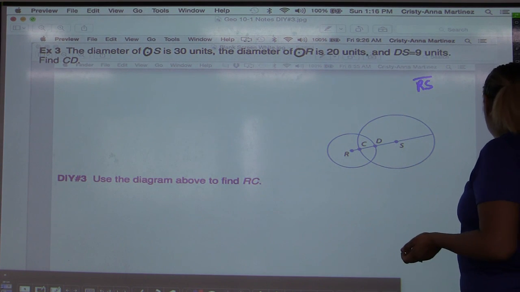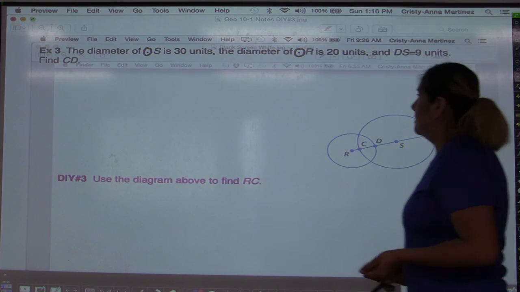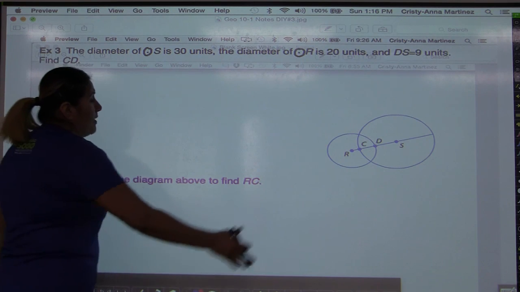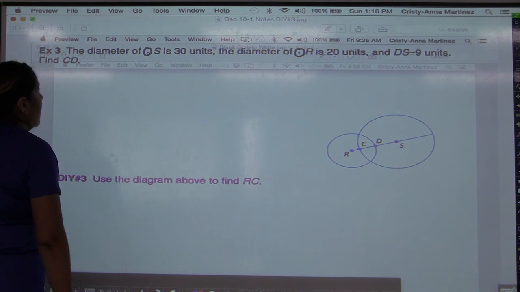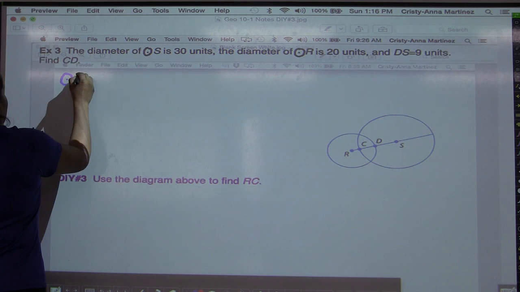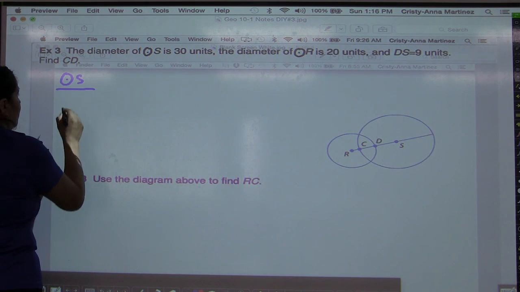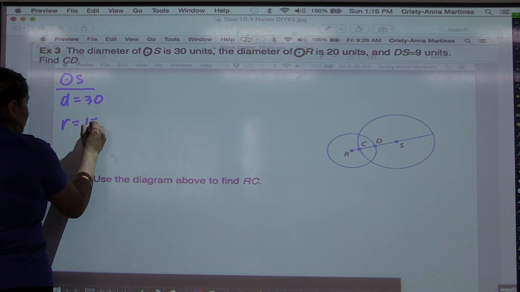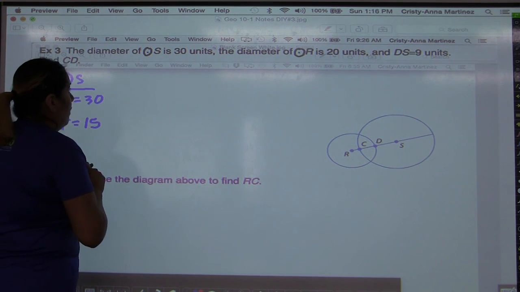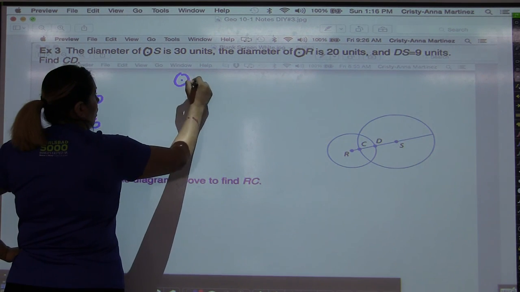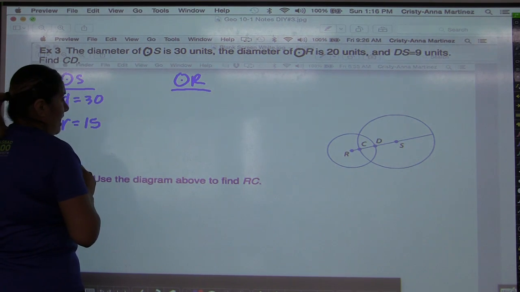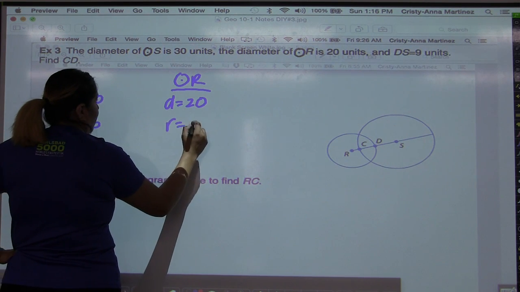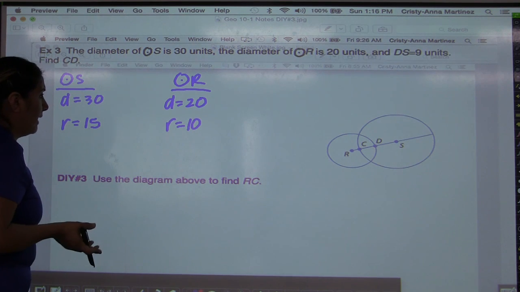And now they're asking us to do some work here. It says the diameter of circle S is 30 units. So for the bigger circle, its diameter is 30 units. For circle S, I know that the diameter is 30 units. If I divide that by 2, then the radius is 15. Just some information to note. Then we have the other circle, circle R. In circle R, the diameter is 20 units. And if I divide that by 2, then the radius of circle R is going to be 10. Just some things to keep in mind.